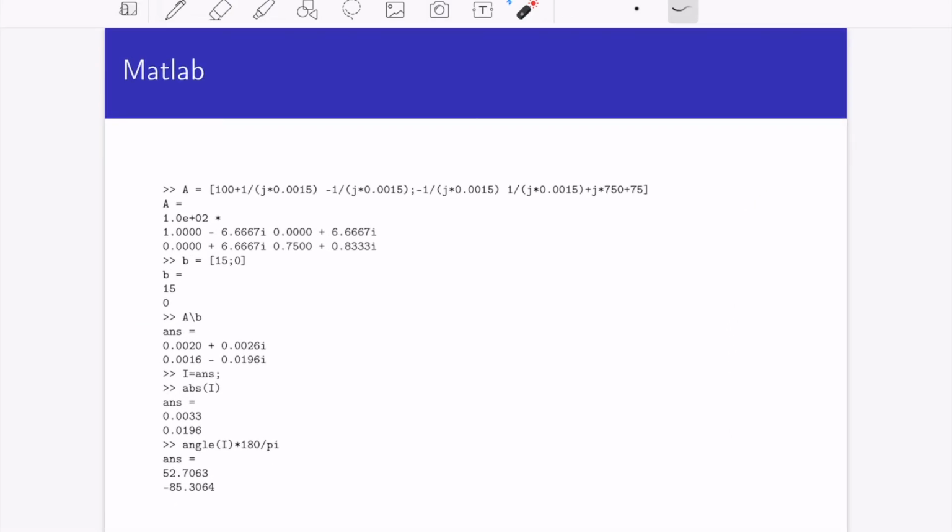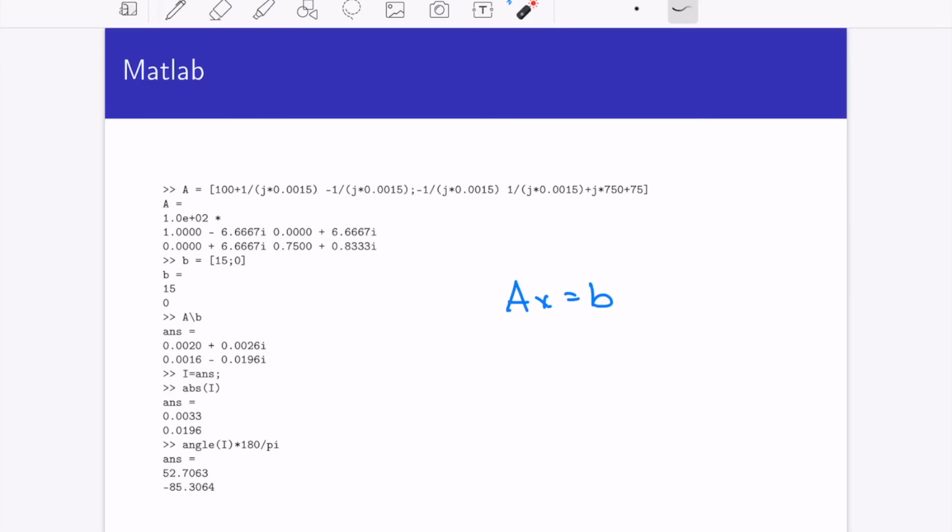Okay, remember when we're solving with the matrix, we need to do A backslash B because we're solving for Ax equal B, and so you have to multiply by A inverse. And so that's what this command does in MATLAB. That gives us our answer.